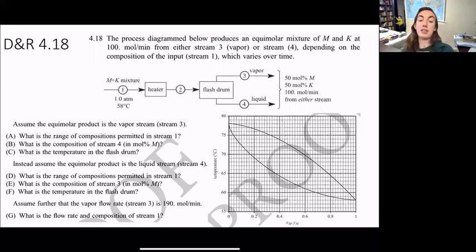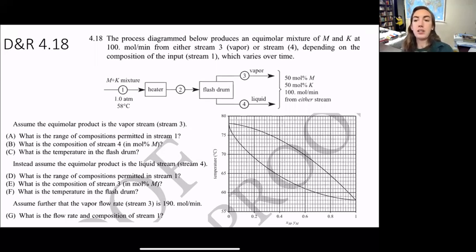And then we're going to answer the same questions, except assuming that it's YM that's 0.5, so it's the liquid that's a 0.5 mole fraction. We're going to answer those same questions, and then we're going to use the lever rule to learn something about flow rates.